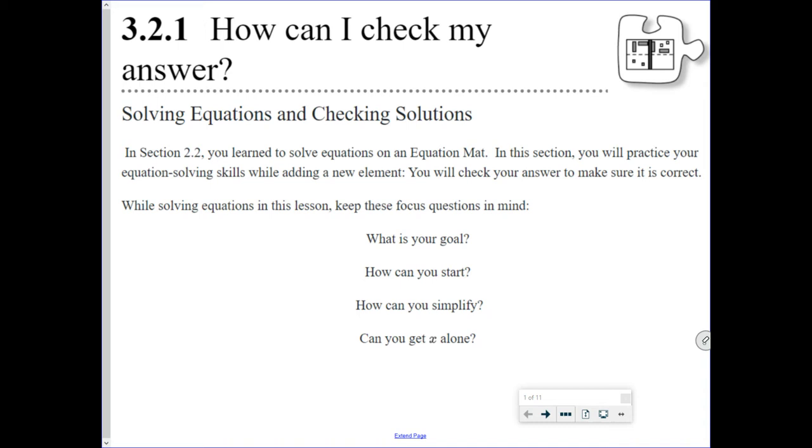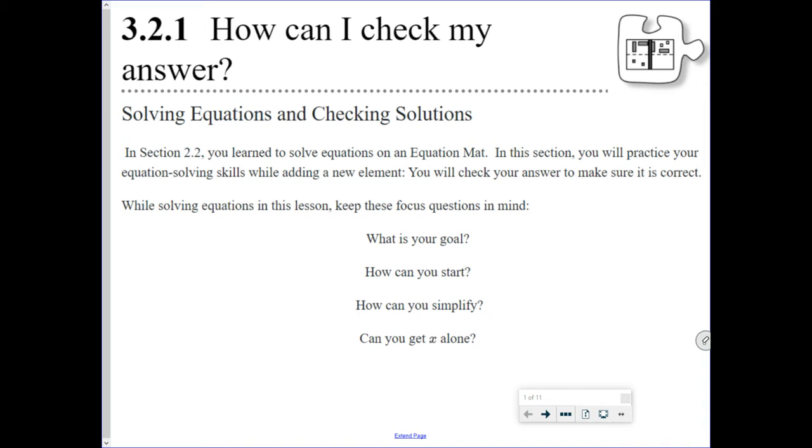How can I check my answer? Solving equations and checking solutions. Now, for this problem today, we're going to switch things around a little bit, kind of go out of order, so just bear with me here, okay? In section 2.2, you learned to solve equations on an equation map. So back a long time ago, we did equation maps and solving algebra. We are going back to that now.